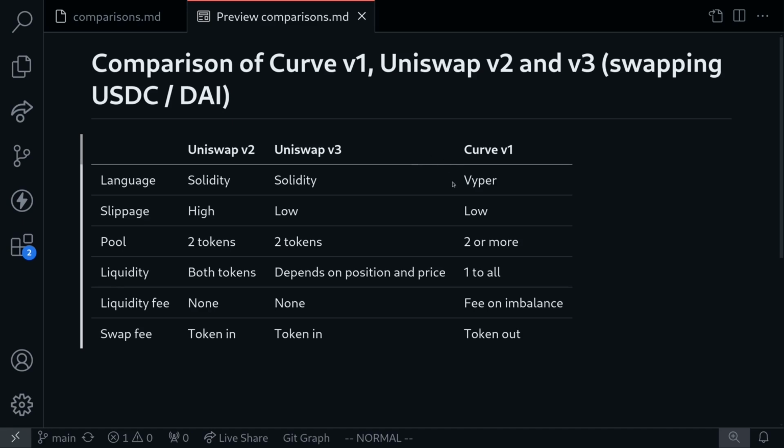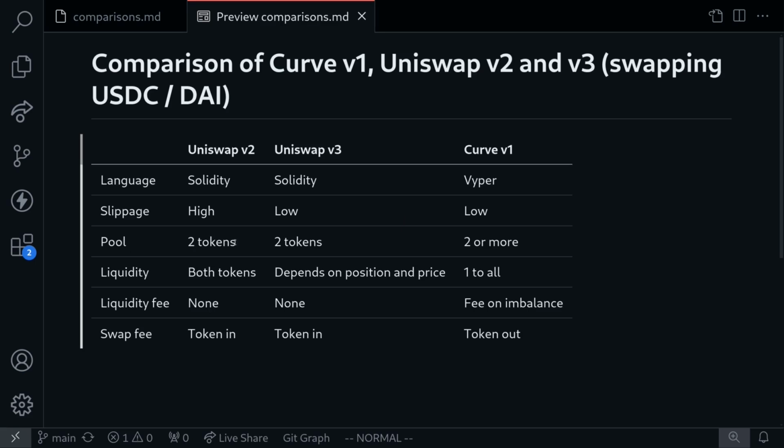As you saw in the previous video, the slippage on Uniswap V2 is high. For example, if we tried to swap 1000 USDC, then we saw that we only got 996 DAI on Uniswap V2. Uniswap V3 introduces concentrated liquidity, so the slippage will be low. If we were to swap 1000 USDC, then we'll probably get something close to 1000 DAI. And we also saw in the previous video that slippage on Curve V1 is also low. We saw that if you were to swap 1000 USDC, then we got 999.92 DAI.